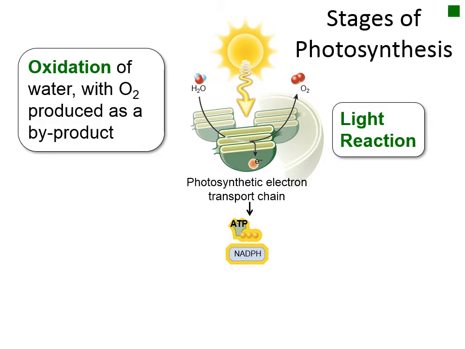NADPH is another electron carrier, similar to NADH in cellular respiration, but it is used in anabolic reactions instead of catabolic reactions. The second stage of photosynthesis is the Calvin cycle. In the Calvin cycle, carbon dioxide is reduced to carbohydrates using the energy that was produced from the light reactions.